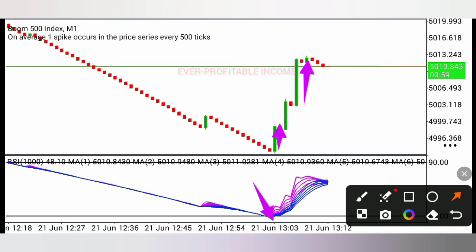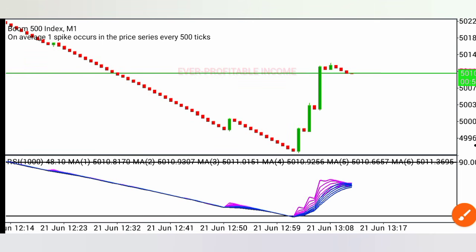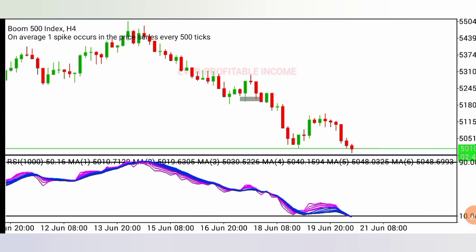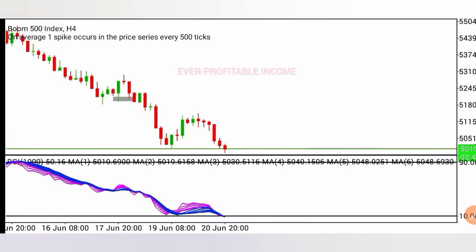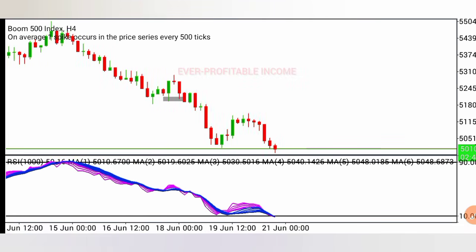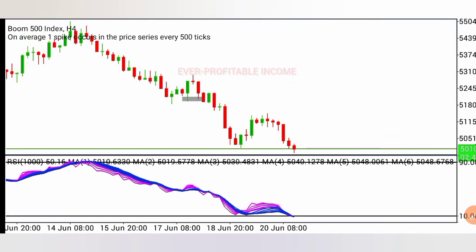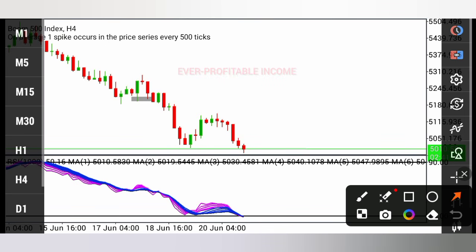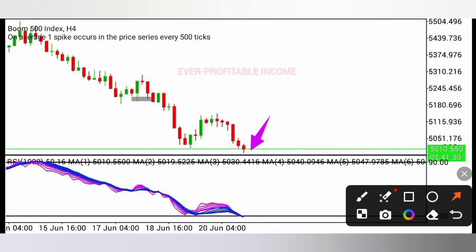And like I told you, you should wait until the higher time frame is bullish, okay? Wait till the higher time frame is bullish. This time frame right here is bearish, and you have to wait until the higher time frame has started becoming bullish before you use the indicator in M1, the 1 minute time frame.